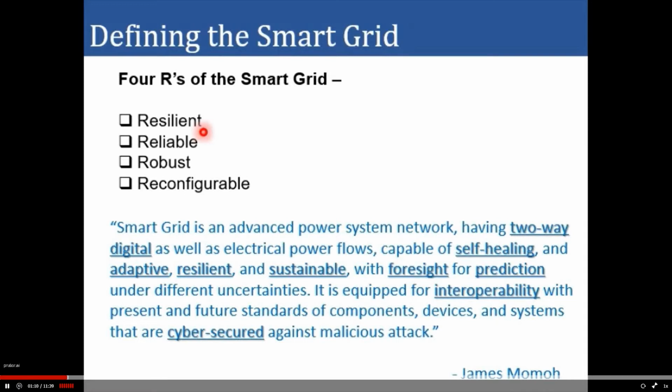Resilient means if there is a fault or any abnormal condition in the power system network, then the system can recover quickly from that abnormal condition. So that capability is called the resiliency of the network. Now, second is reliable. Reliable means it offers 24/7 supply to its users. It means that we will be relying on the power system network for providing the supply without any interruption.